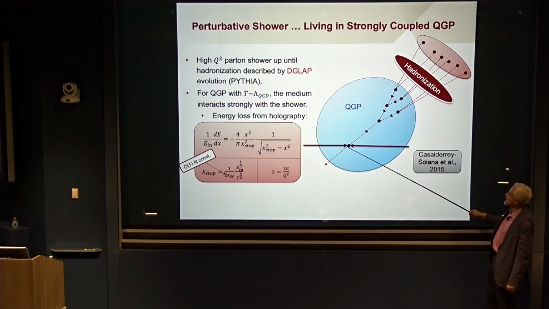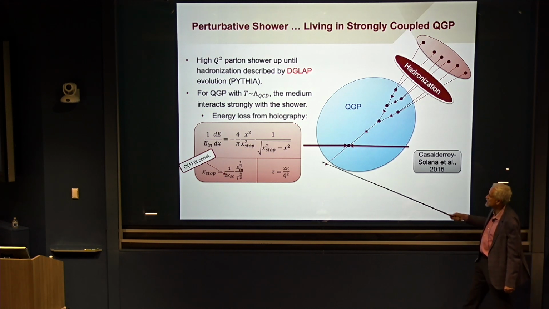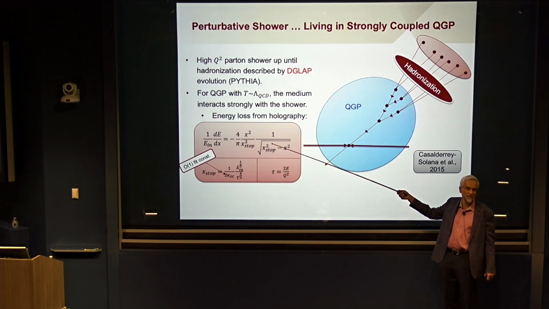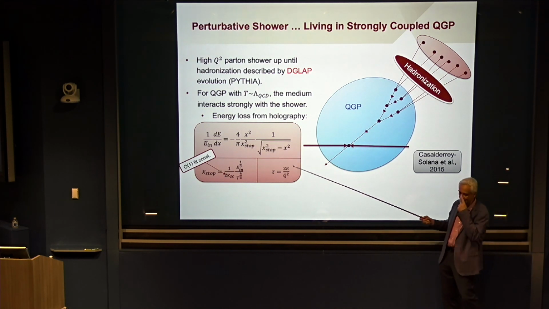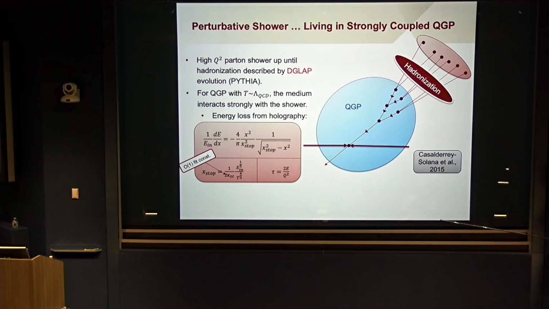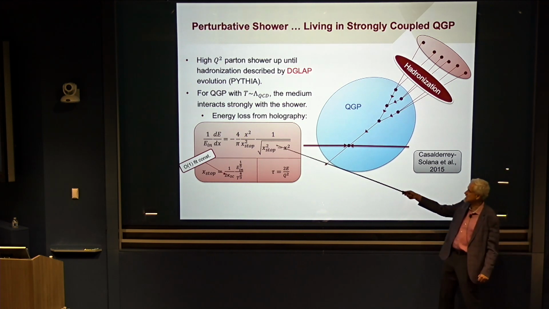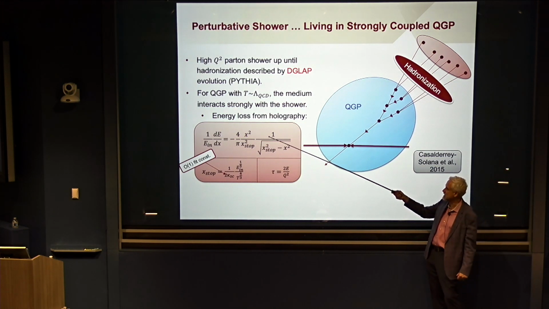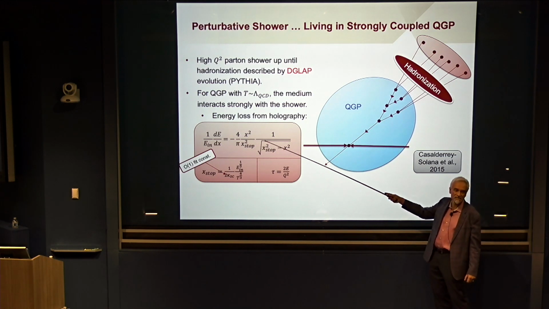But then I have to ask, how much energy does this quark lose as it's fighting its way through the soup? And I'm using a formula here, which I won't walk you through, but this formula comes from an understanding of strongly coupled physics. We don't have this formula for QCD. If someone knows how to calculate this formula for QCD, it would be a big advance. This is a model description.